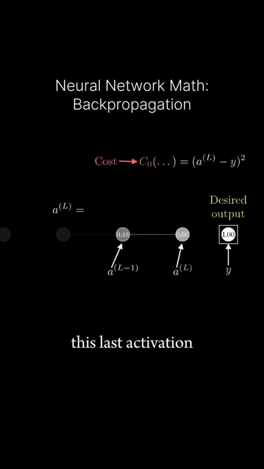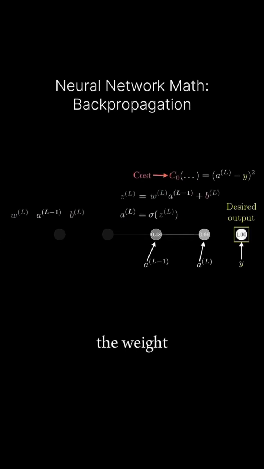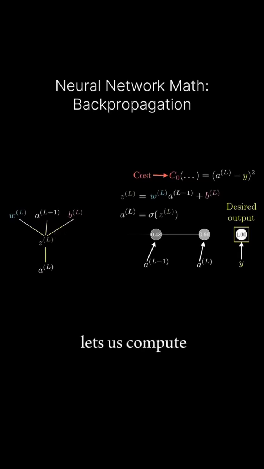This last activation is determined by a weight, which I'm going to call w^(L), times the previous neuron's activation, plus some bias, which I'll call b^(L). And then you pump that through some special nonlinear function like the sigmoid or a ReLU. The weight, the previous activation, and the bias all together are used to compute z, which in turn lets us compute a, which finally, along with a constant y, lets us compute the cost.